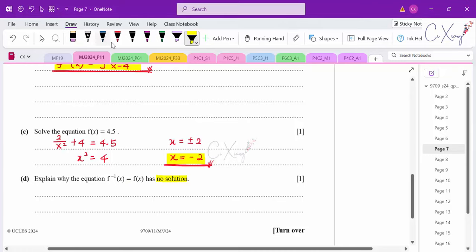Okay, so you can just tell them that the graphs of f inverse and f do not intersect. So you won't get any solution when you let f(x) equal f inverse. Right, so this is how we solve question number 6.